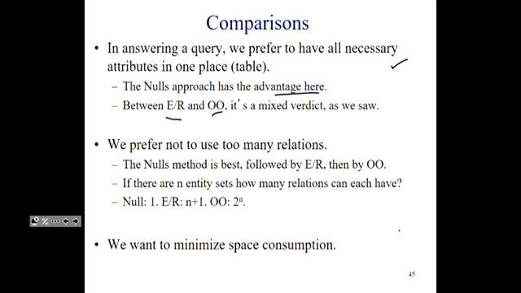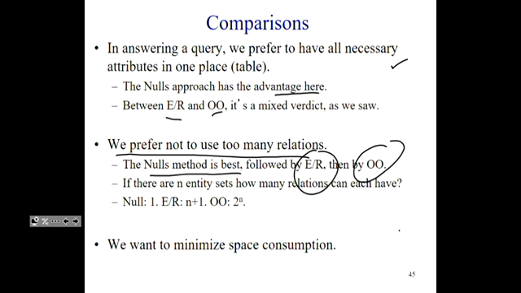Right? The second thing that we talked about earlier is that we prefer to not use too many relations, and for this the null method is the best because it's just one relation, followed by ER, because the ER approach just has one relation for each subclass, and then the object-oriented approach.